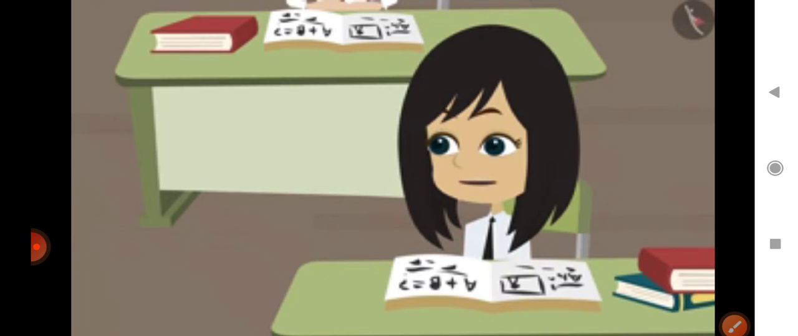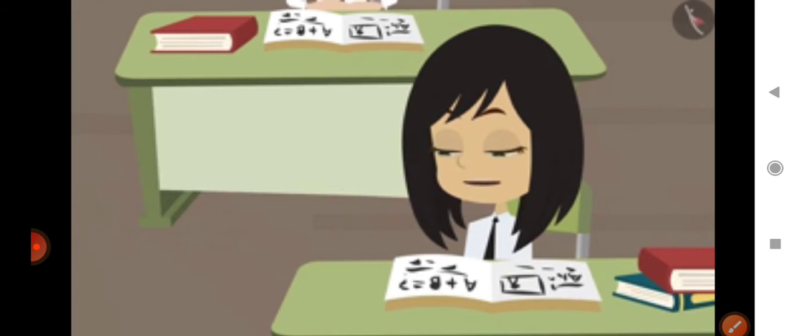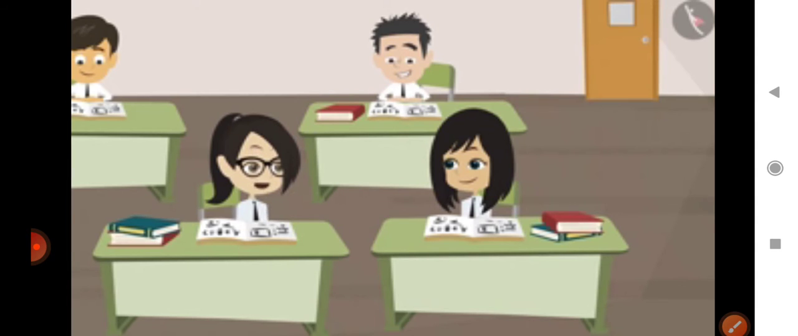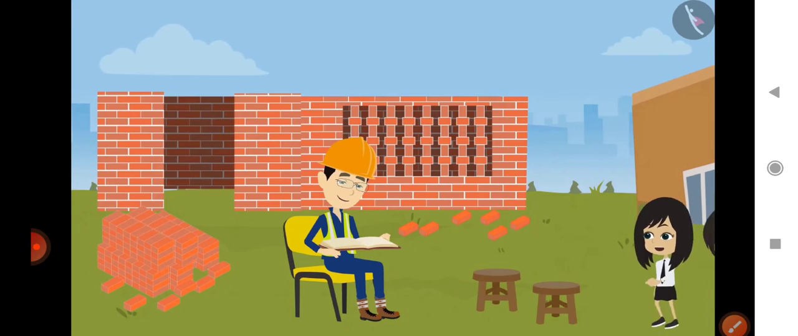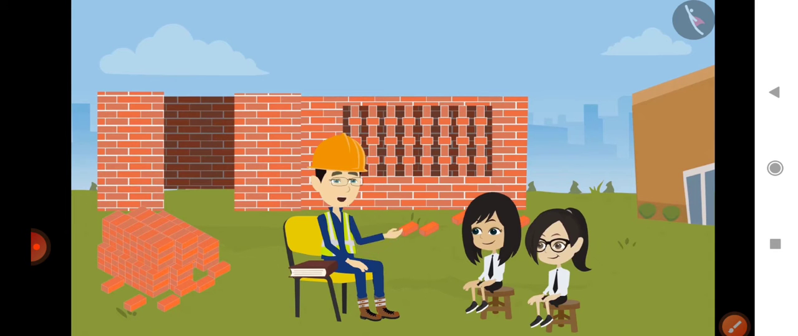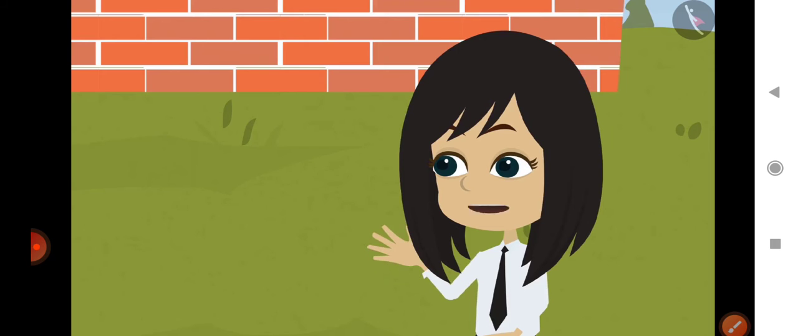Because during lunchtime, Engineer Sir will show us many patterns of bricks. Yes, even I am very excited. We have come. Did you bring with you the file with patterns? Yes, I brought the book with patterns with me. How can I forget it? Sir, let us see some nice patterns.